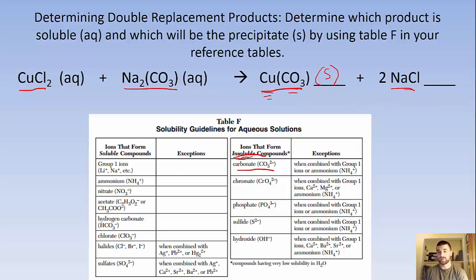So hopefully I can check Na and Cl. Well, hey, look, I found Na right here, and it's soluble without any exceptions. So I know that this is going to be soluble. So how do I say something's dissolved in water? Put AQ. All right, so S for solid, AQ for dissolved in water. This reaction will occur because you make a solid product.